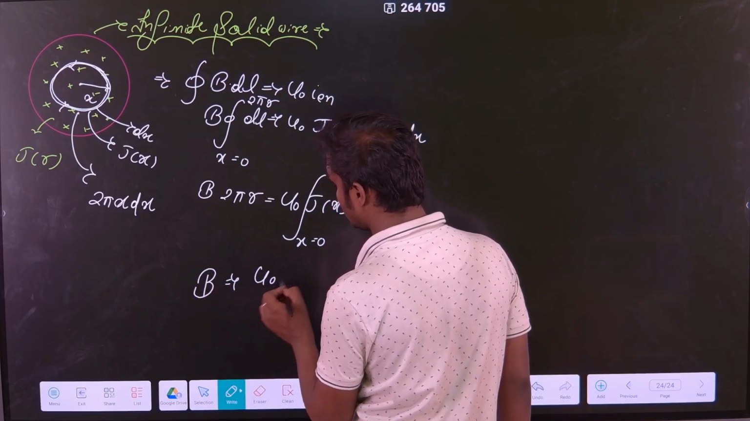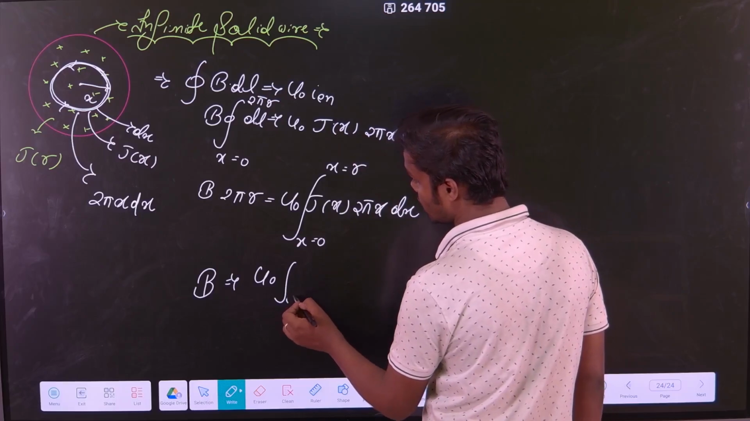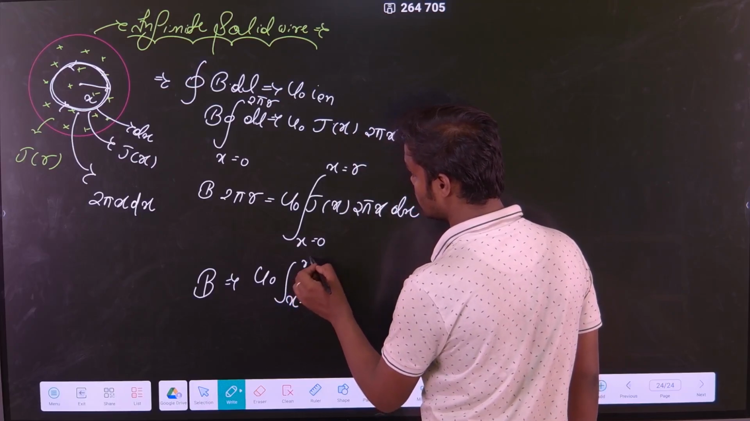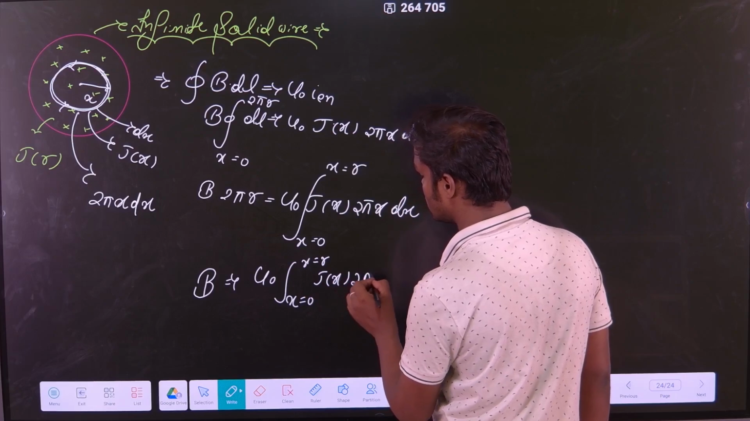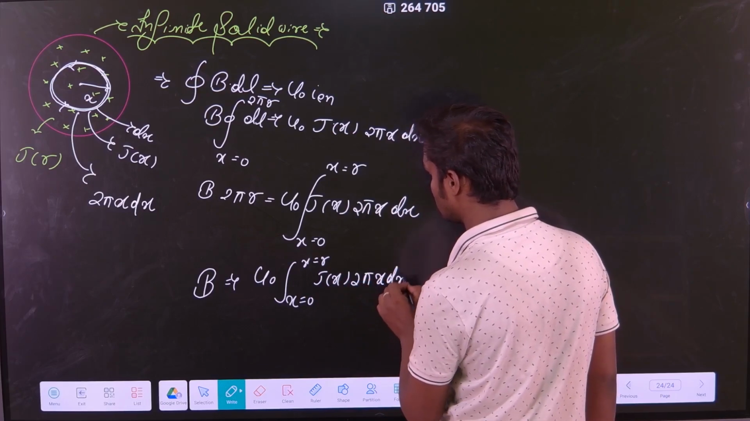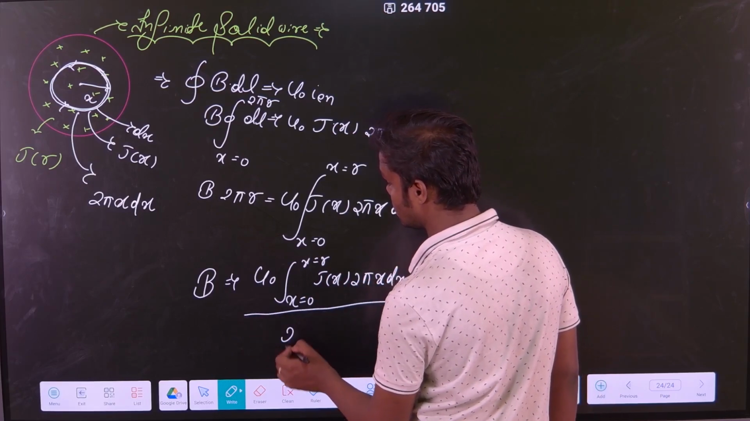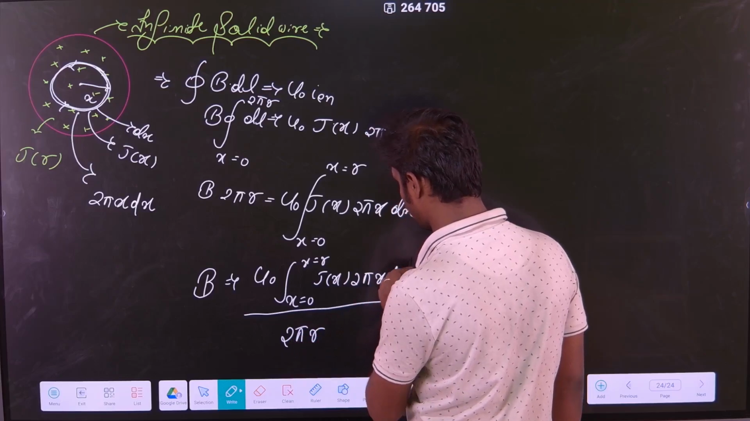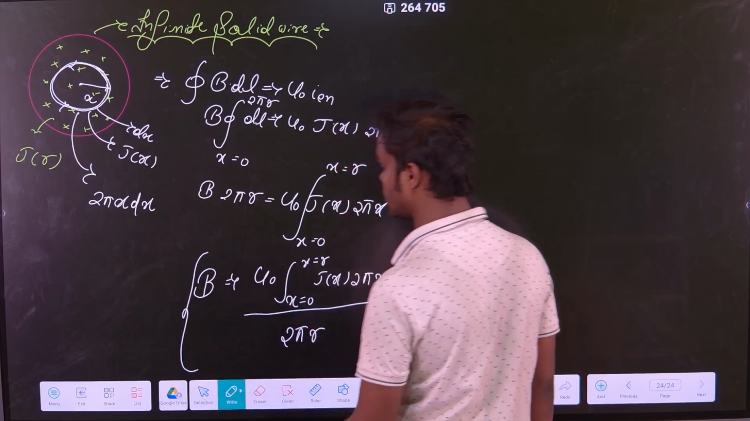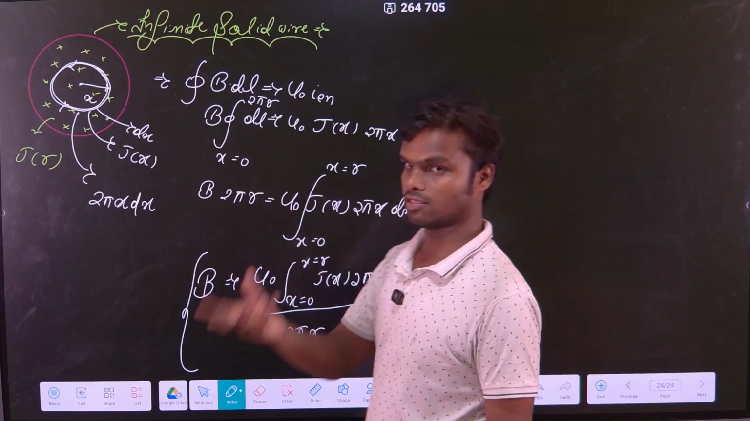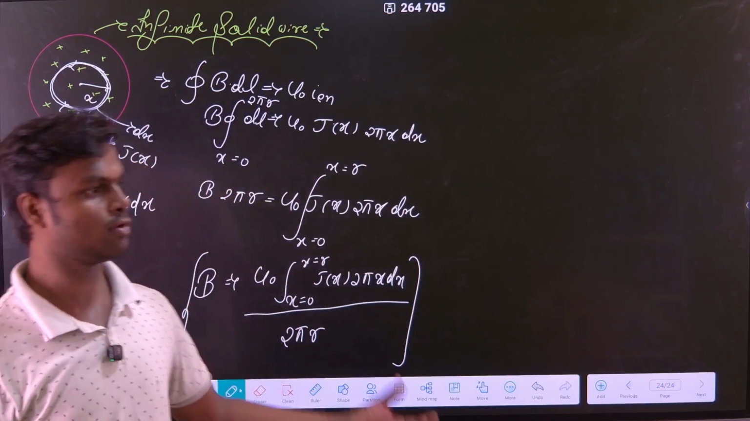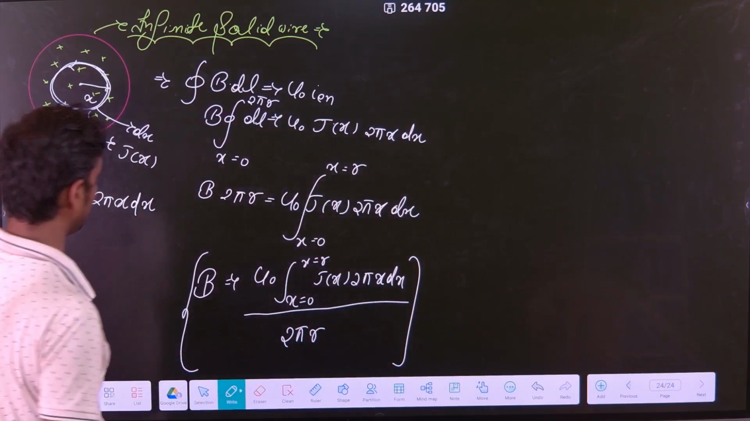See, mu naught times the integral from x equal to 0 to x equal to r of J(x) 2 pi x dx, divided by 2 pi r. So that is the magnetic field we will get. Now I can put J(x) as a function of anything, it doesn't matter. It's a general formula for you. You can treat it as a general formula.